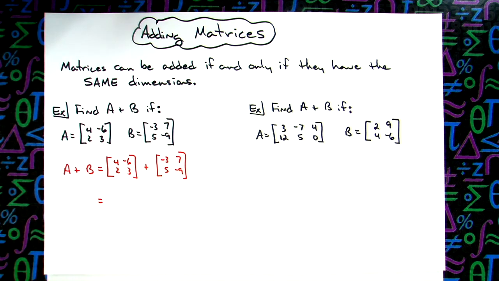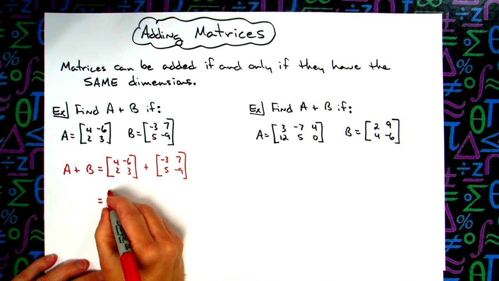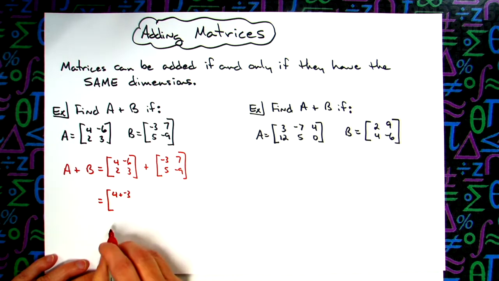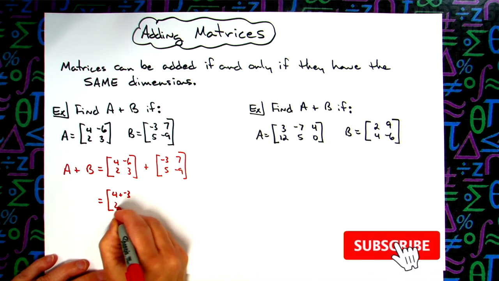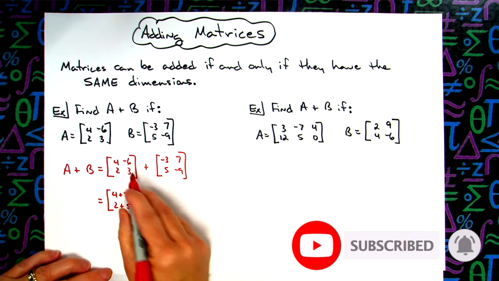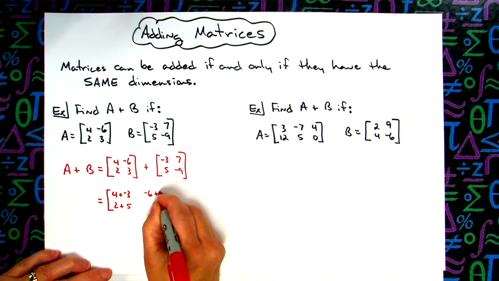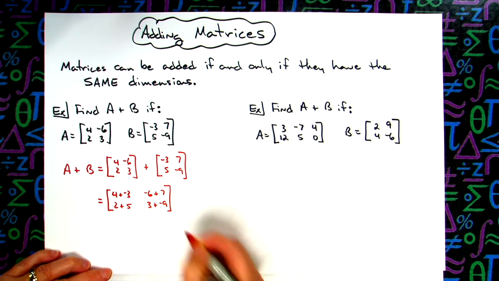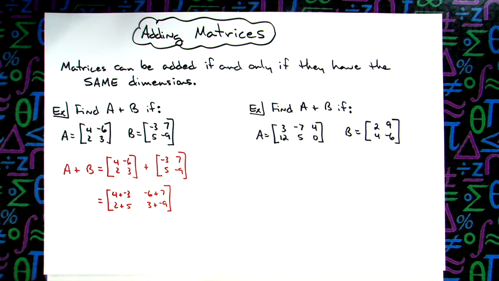All right, putting in the extra step here, we're going to take the 4 and add that to the -3. We're going to take the 2 and add it to the 5. Those will be the two numbers on the left-hand side. The right-hand side, we'll take the -6 plus the 7, and we'll take the 3 plus the -9. Just kind of spreading this out, showing all steps here.